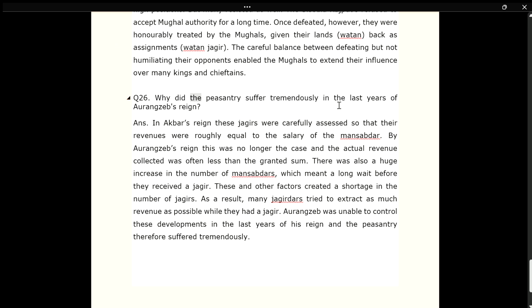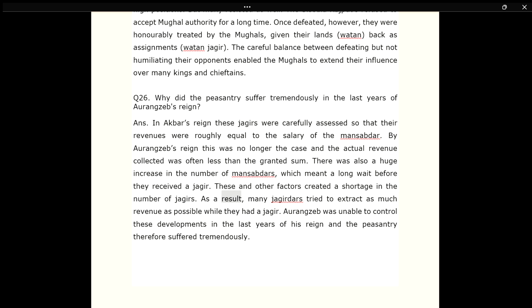Q27. Why did the peasantry suffer tremendously in the last years of Aurangzeb's reign? Ans. In Akbar's reign these Jagirs were carefully assessed so that their revenues were roughly equal to the salary of the Mansabdar. By Aurangzeb's reign this was no longer the case and the actual revenue collected was often less than the granted sum. There was also a huge increase in the number of Mansabdars, which meant a long wait before they received a Jagir. These and other factors created a shortage in the number of Jagirs.